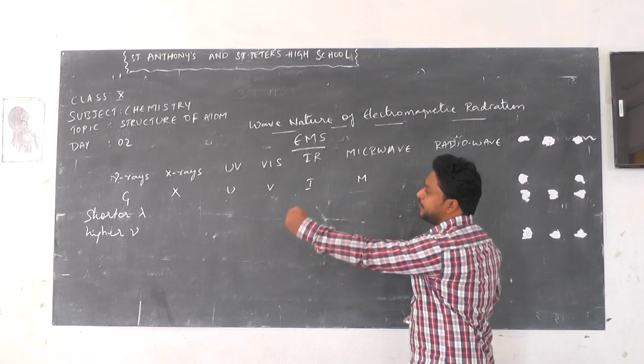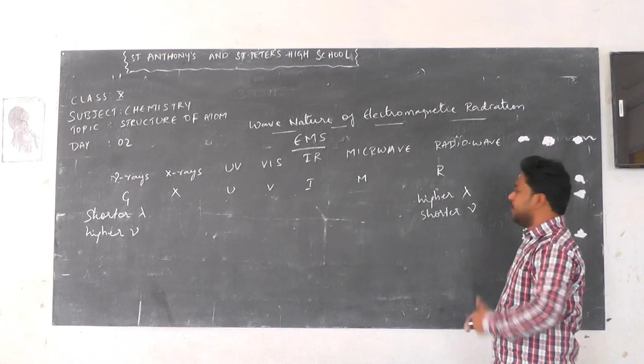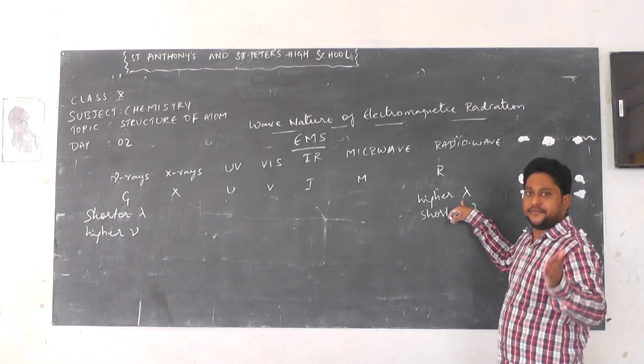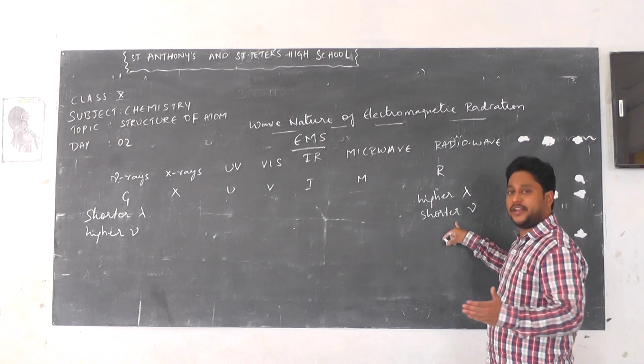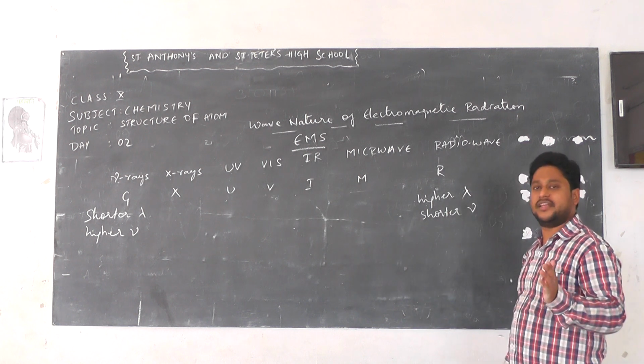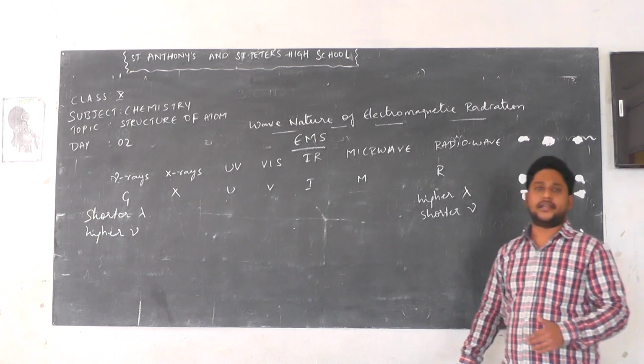As you move from gamma rays to radio waves, what is going to happen to the wavelength? Wavelength increases and frequency decreases.